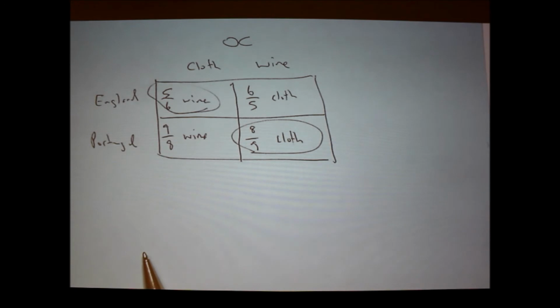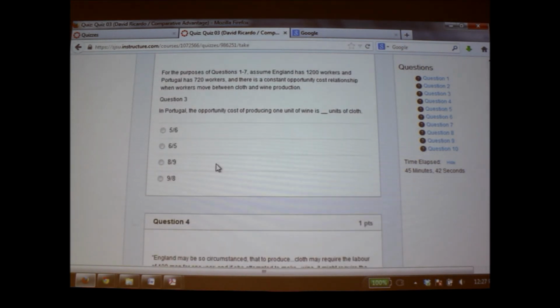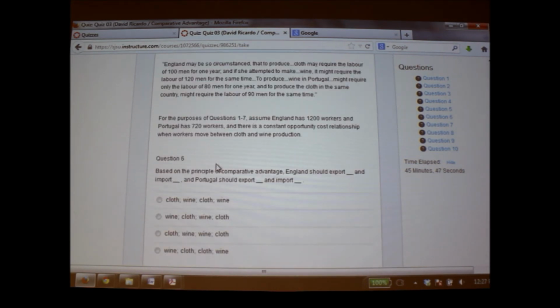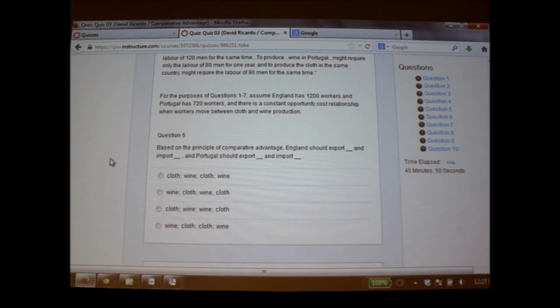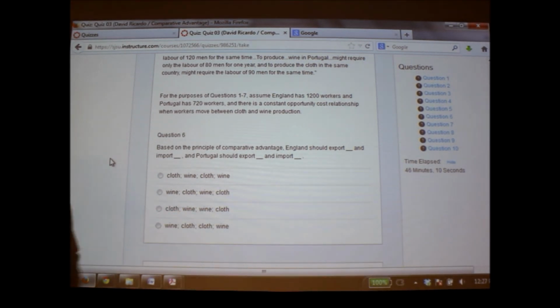Returning to the quiz, what we just did with this table of opportunity costs will allow you to answer questions 1, 2, 3, 4, and 5. For question 6, it's just an extension of the previous question. Based on comparative advantage, England should export the good in which it has a comparative advantage. And as we just saw, that's cloth, right? So England should export cloth and import wine. And Portugal should export wine and import cloth.